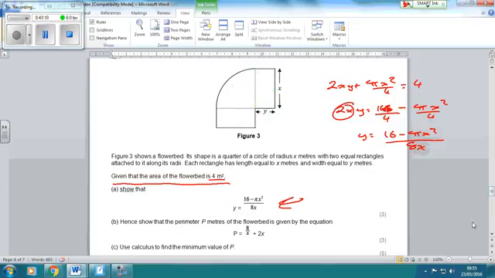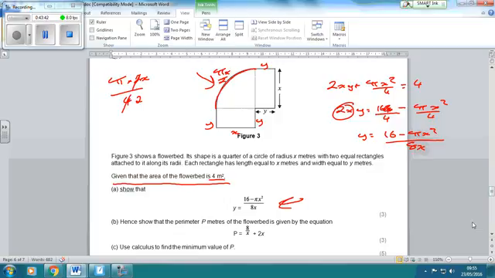So if we have a look at this here, we've got a bend there which is going to be the hardest bit to find. That's y, that's x, and that's y. So the circumference of a quarter of a circle is going to be pi times diameter divided by 4. So the diameter is going to be 2x. So pi times 2x divided by 4. 2 divided by 4 is 2. So this is going to be pi x over 2.